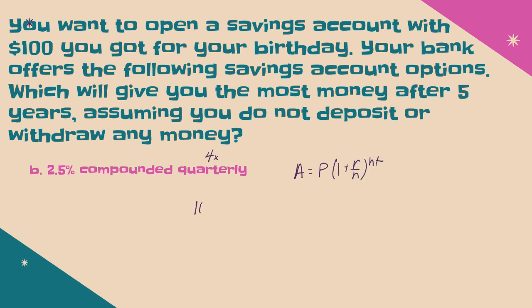We're still starting with $100, so that's our principal. Whoops, and I wrote it in the wrong spot. There we go. Our rate this time is 2.5%, so that's 0.025. Remember, we're moving the decimal place two places. And we're going to divide that by 4 because we're compounding this 4 times per year. My power is going to be n, 4 again, times my time, which is still 5 years.